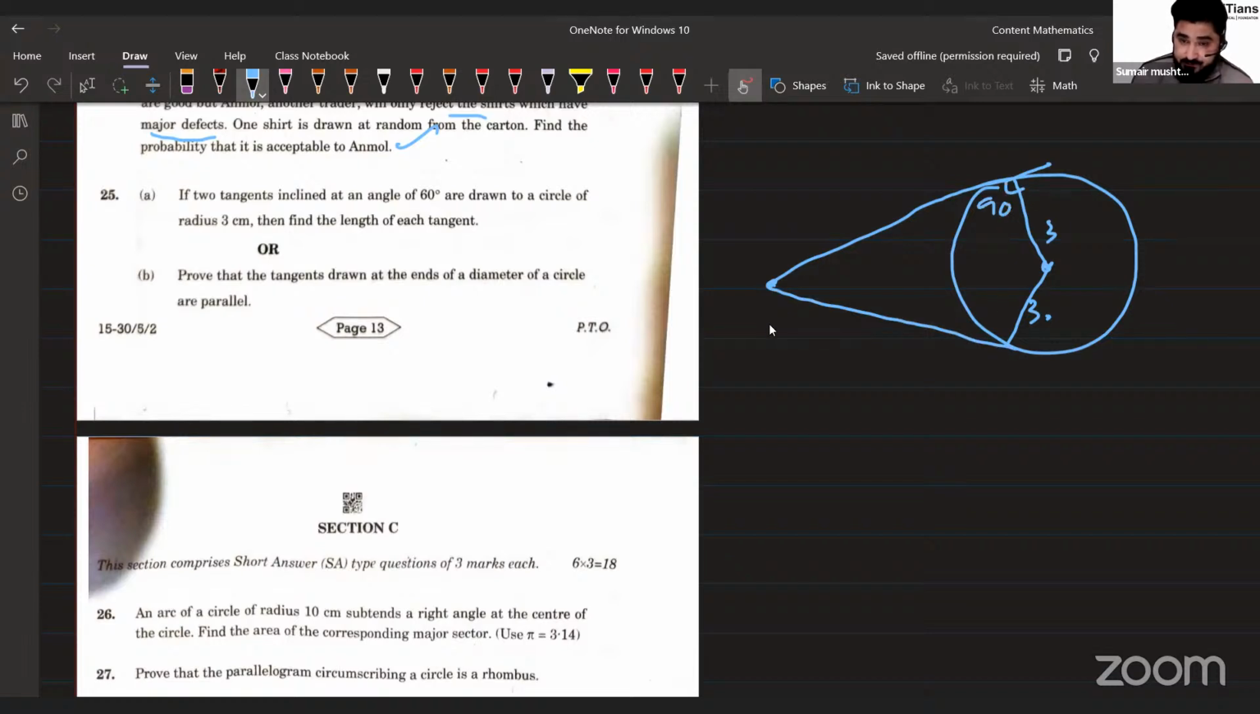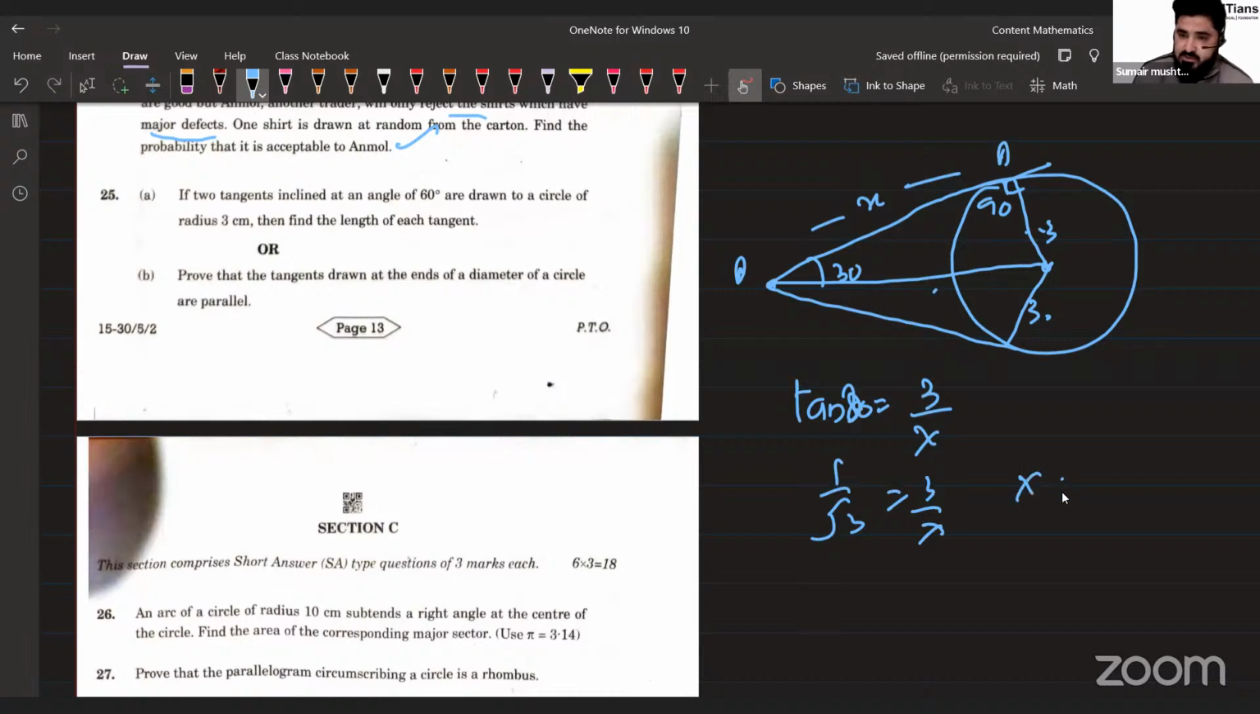This is 90. This is 60 degree. Two tangents are inclined at an angle of 60 degree. So half of this will be 30 degree. Simple. This is 3. This is 3. And how much is the length of the tangent? It is so easy. You will use tan 30 degree, let us suppose this is x. This is perpendicular, this is base, this is 3 upon x. Tan 30, this is 1 upon root 3 is equal to 3 upon x. So x will be equal to 3 root 3. So the value of this is 3 root 3.